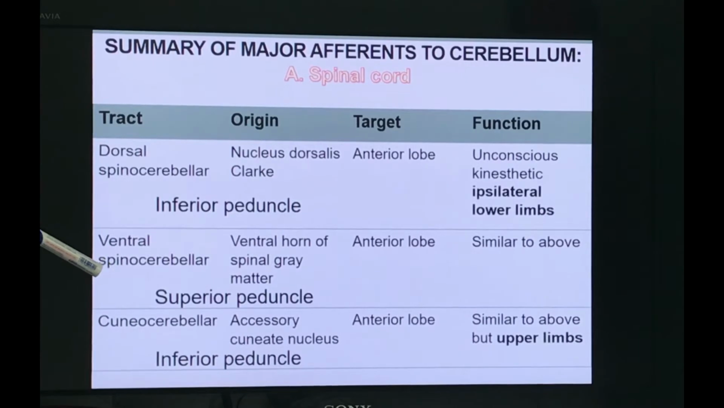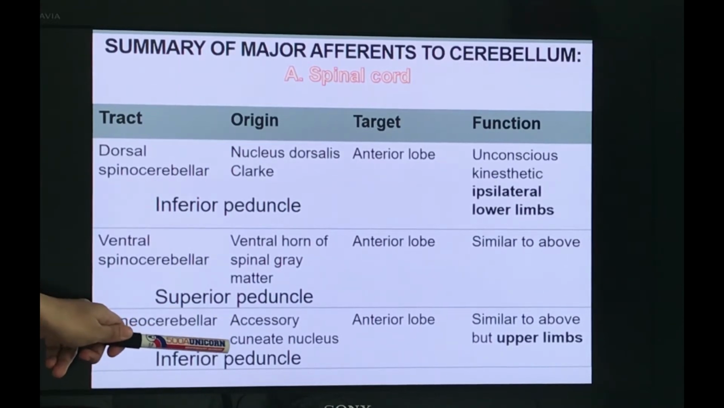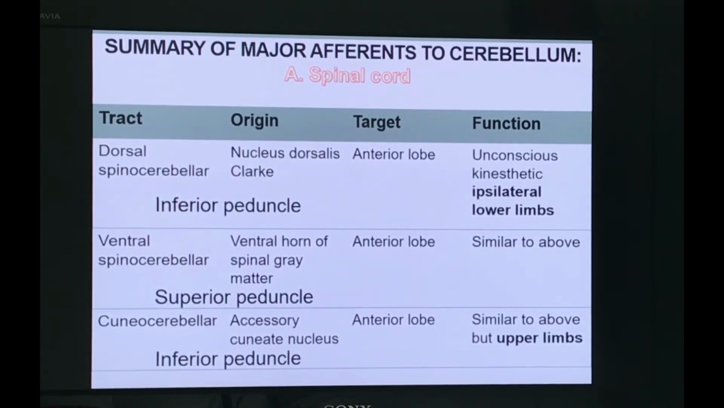Then this is also from the lower limb, mainly the trunk and the lower limb, passing through the ventral spinocerebellar tract, and from the upper aspect, that is the upper limb and the head and neck area, it is through the cuneocerebellar tract. The cuneocerebellar fibers relay in the accessory cuneate nucleus, which is present in the medulla oblongata, and enter the cerebellum through the inferior cerebellar peduncle. So these two go through the inferior peduncle and this one through the superior peduncle.